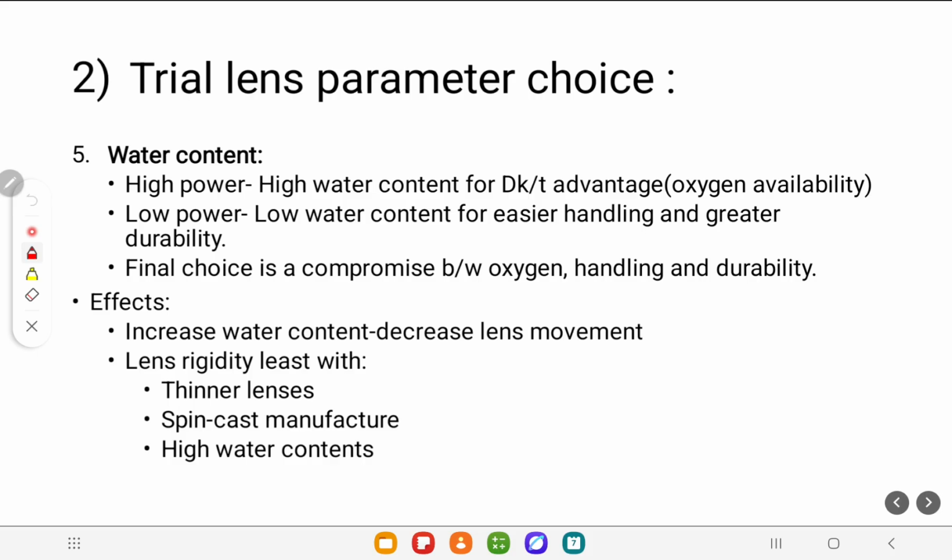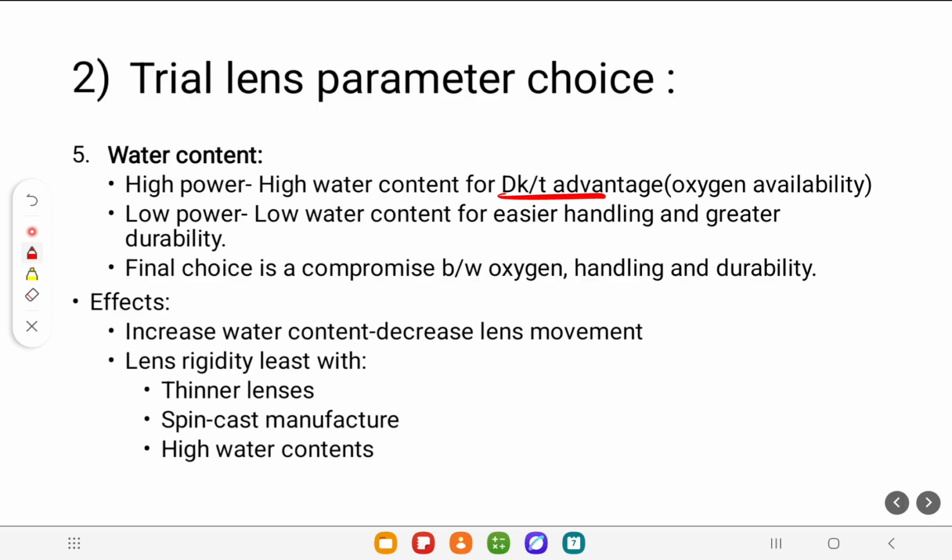So what about the water content? Higher power, higher water content, definitely. We want Dk/t higher, and definitely in hydrogel contact lenses making high water content is the only possibility, but not in case of silicone hydrogel. So lower the power, low water content for easier handling. Obviously, we know that the higher the water content, the more difficult the handling because higher water content is more malleable, but with lower water content handling is easier because the lower the water content, the higher the modulus of rigidity.